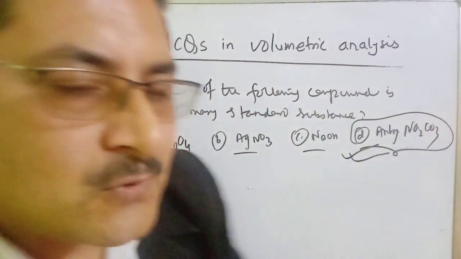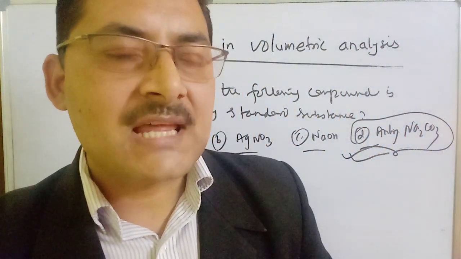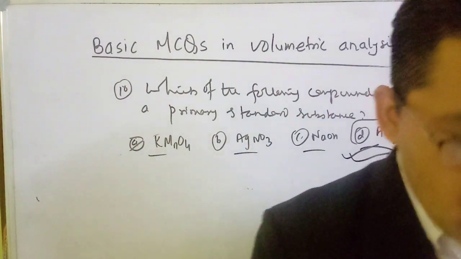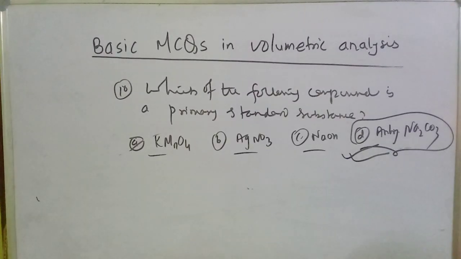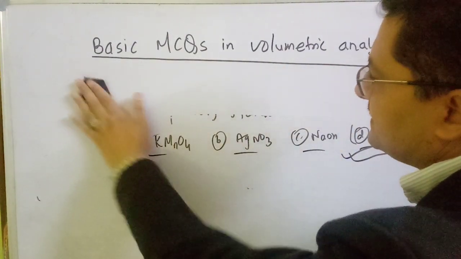So you will have two kinds of solution when you prepare the solution. One, you have primary standard solution, and the other is secondary standard solution. Primary standard solutions are prepared from the primary standard substance. So for these multiple choice questions, you must know the criteria of primary standard substance.